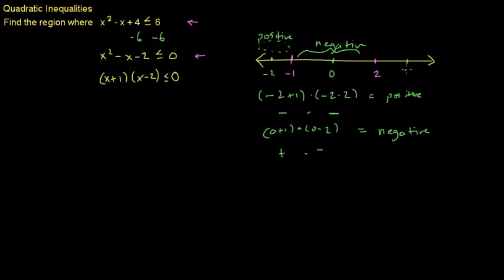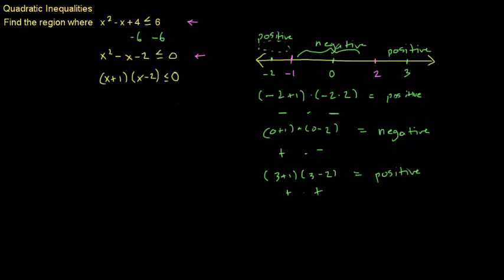And finally, let's test a point to the right of positive 2. Let's test the point 3. So we have 3 plus 1 times 3 minus 2, which are both positive numbers. So when you multiply them together, you get a positive function value. And so our quadratic function is positive everywhere to the right of 2.